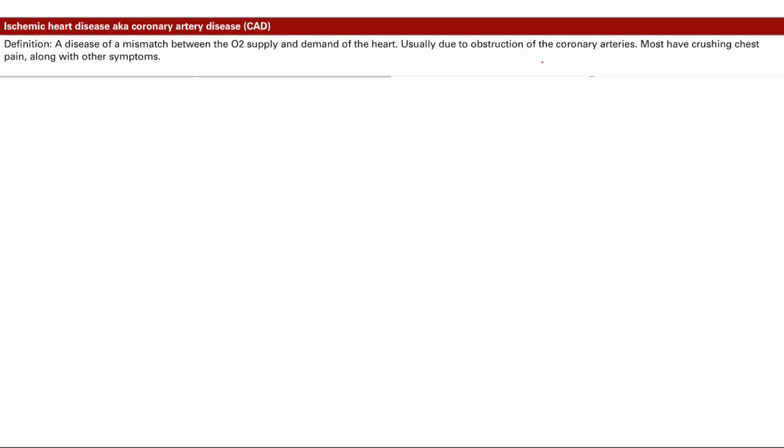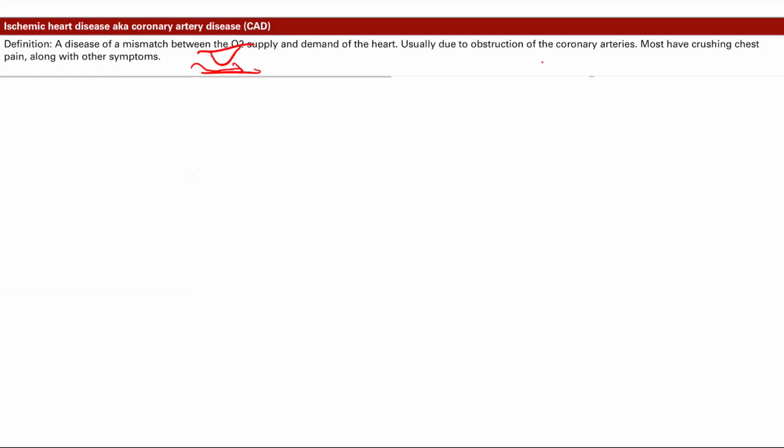Supply is provided by the coronary arteries, which give blood to the heart and thus oxygen. And demand of the heart is governed by how hard it is working, how fast and how hard it is squeezing. So usually we get coronary artery disease due to obstruction of the coronary arteries. And that is usually due to that atherosclerotic plaque that we talked about. So remember this thing blocking up blood flow, so there's less blood going to the heart.